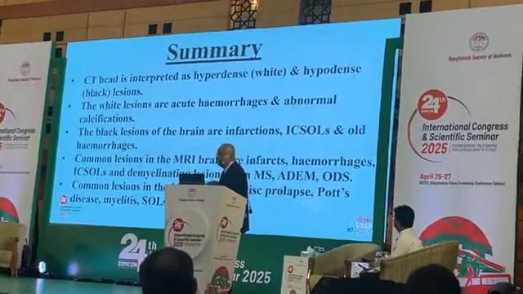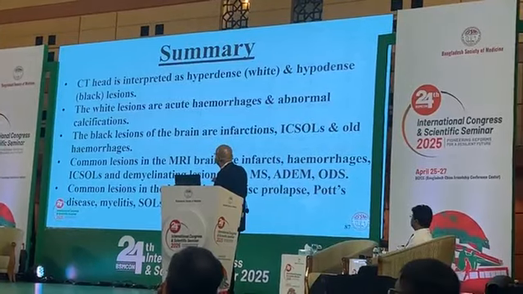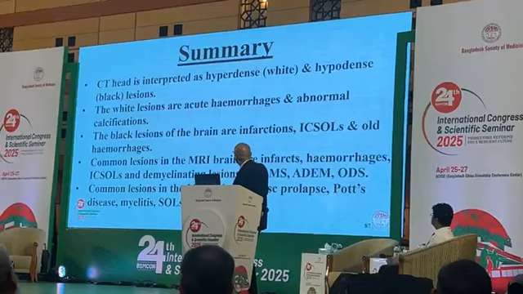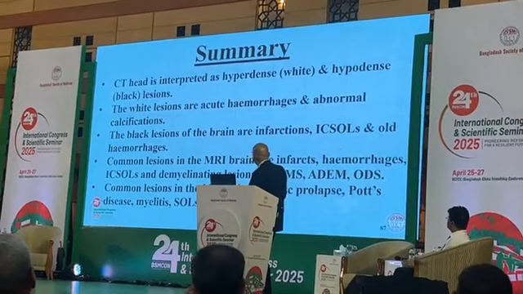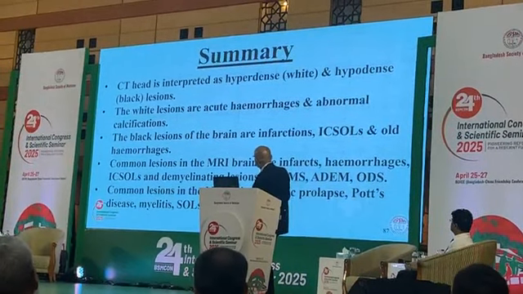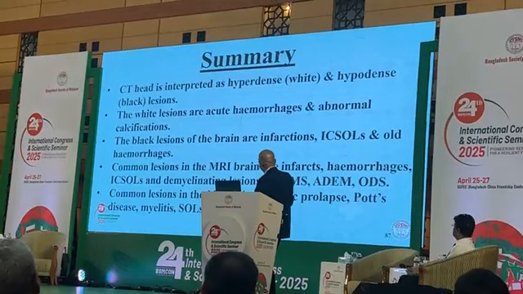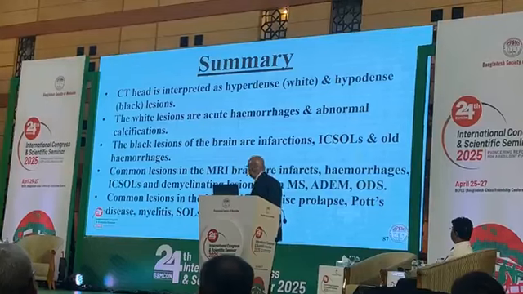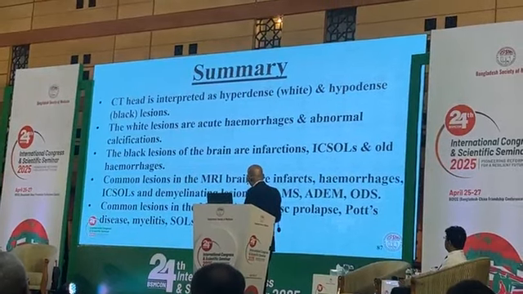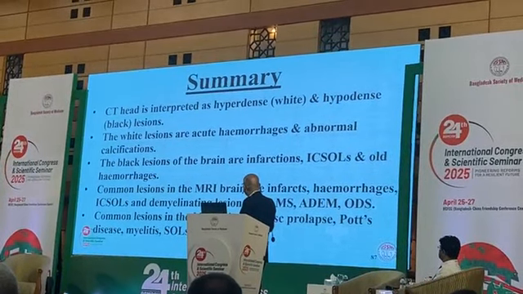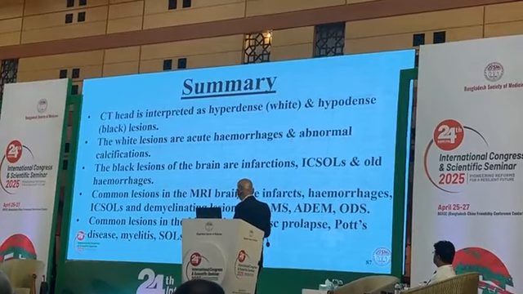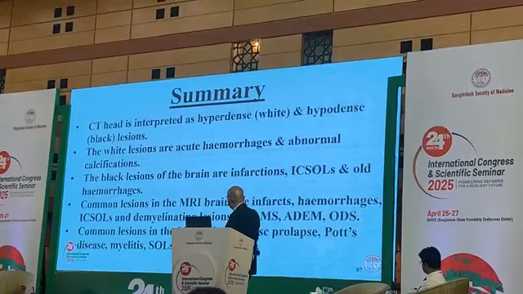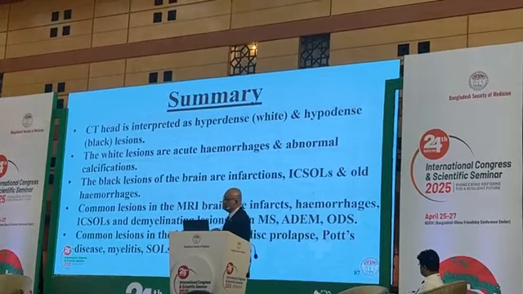So in summary, I would like to say, CT head is interpreted as hyperdense white and hypodense black lesions. The white lesions are acute hemorrhage and abnormal calcifications. The black lesions of the brain are infarctions, SOLs, and old hemorrhage, as I said so far. Common lesions in MRI brain are infarcts, hemorrhages, ICSOLs, and demyelinating lesions as in MS, edema, and ODS. Common lesions in the MRI spine are disc prolapse, Pott's disease, myelitis, SOLs, and syrinx.